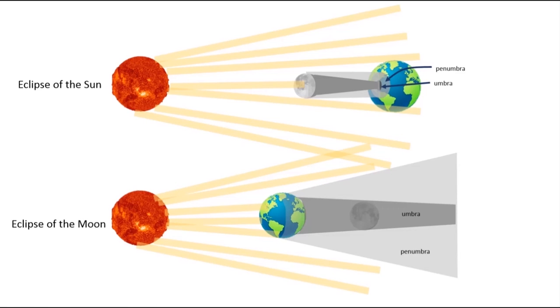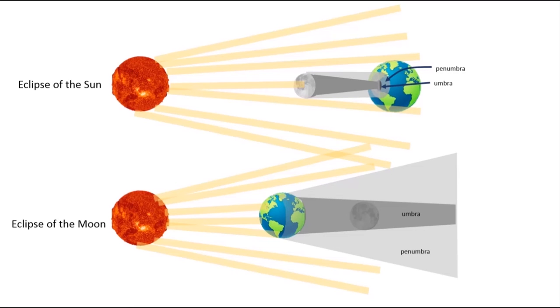Notice also that the shadows in the eclipse of the sun are temporary and formed by the movement of the moon. In the eclipse of the moon, the shadows are of the Earth and are permanent as the Earth orbits the sun. Now, you might ask, since the Earth's shadows are permanent, why don't we see a total lunar eclipse every month?